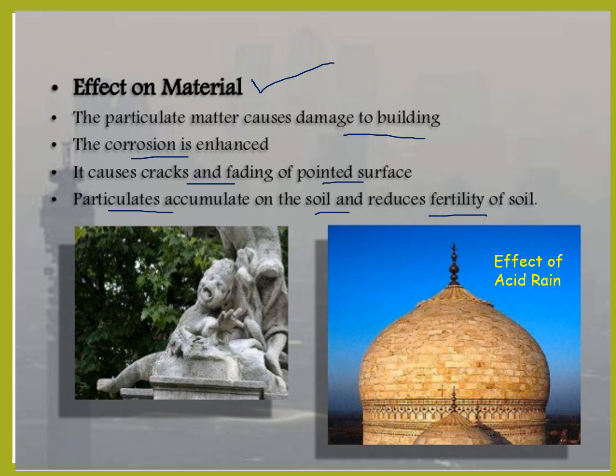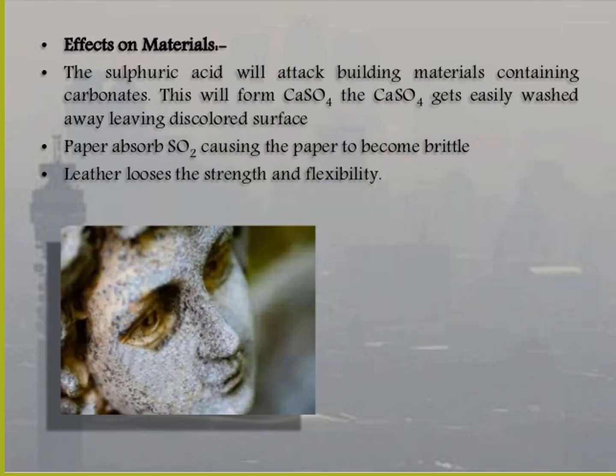Now the major impact that is observed is the effect of acid rain on the Taj Mahal. In this figure, the beauty of the monument is taken away due to the effect on the material. Sulfuric acid will attack the building material containing carbonate and form CaSO4, and this CaSO4 gets easily washed away, leaving discolored surfaces. Some coloring substance will be taken away along with this CaSO4, and that will reduce its beauty.